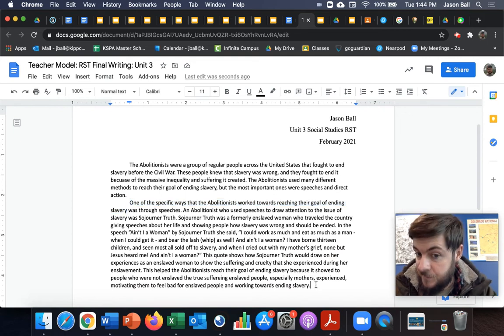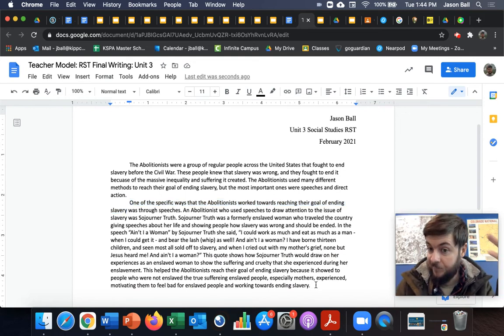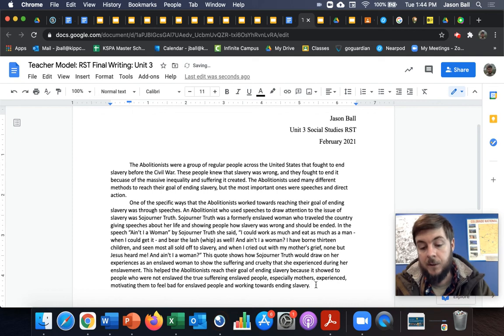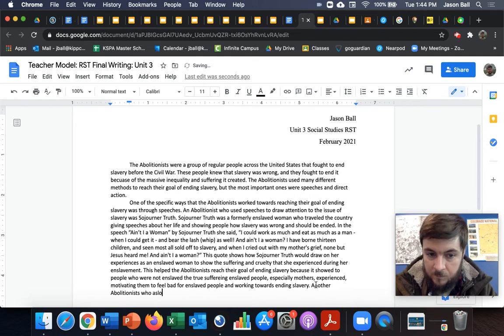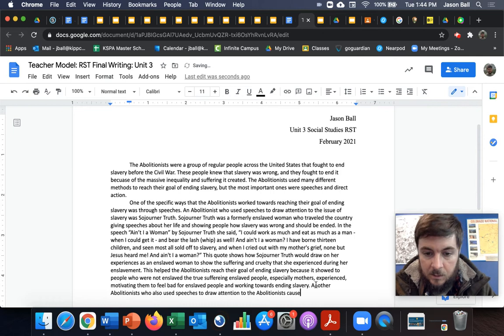So that's my first evidence chunk. Now I need a second evidence chunk. I'm not going to go all the way through that, but for a transition, another abolitionist who also used speeches to draw attention to the abolitionist cause was Frederick Douglass, because he's the other person from the speeches.